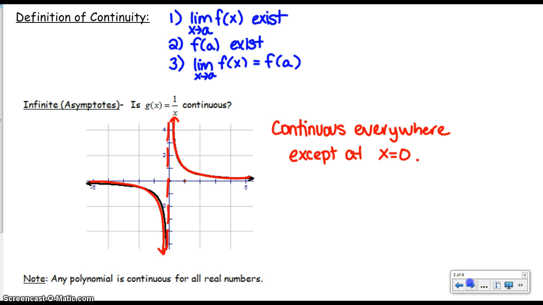So basically, a graph is not going to be continuous at a hole, a jump, or an asymptote. And that's what we call our discontinuities. That's where the graph would be discontinuous. Holes, jumps, and asymptotes are where you would have to pick up your pencil.